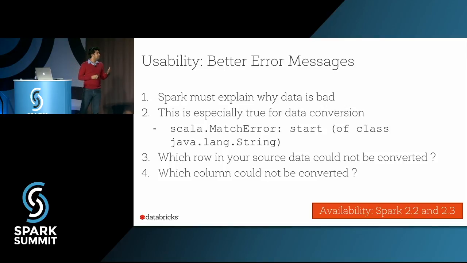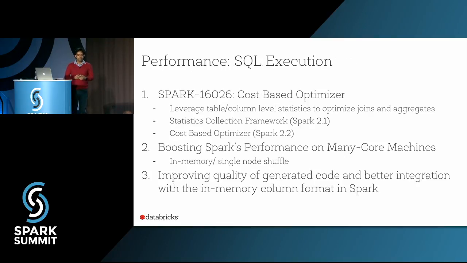So as part of this, and again, this is an ongoing effort because there are a lot of exception call traces that need to be tweaked, we are trying to augment these exceptions with better failure messages around what rows and what columns can be at fault. And finally, if we talk about performance, there are two major things that I'm excited about.